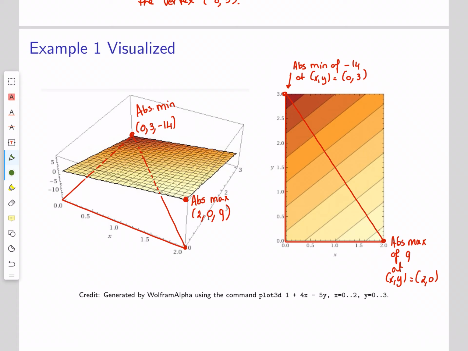If you're looking on the right-hand side, there you have the contour plot. The darkest regions here correspond with low values of z or of f, and the lighter values are associated with the higher values. And so the absolute min of minus 14 is obtained at the vertex (0, 3), and the maximum of 9 is obtained at the vertex (2, 0).